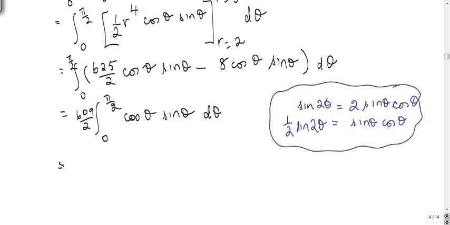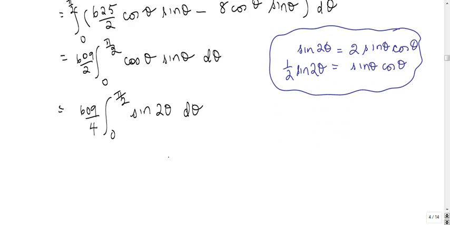So this becomes 0 to pi over 2 sine 2 theta. So the half, I'm going to multiply the 609 over 2 by the half. So that's 609 over 4 d theta. Okay? Now let's integrate. What's the integral of sine 2 theta, anybody?